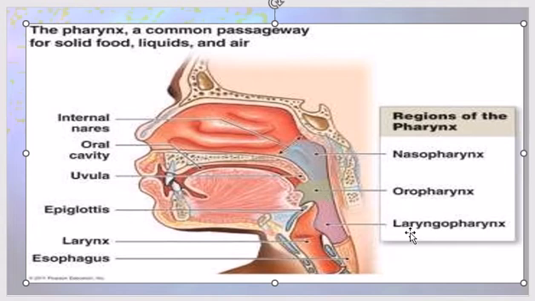Now coming to the laryngopharynx, here you can see the larynx and the oesophagus, which is located just behind your laryngopharynx, and the larynx is articulated and attached with your laryngopharynx. It is basically the part of the larynx, the laryngopharynx.